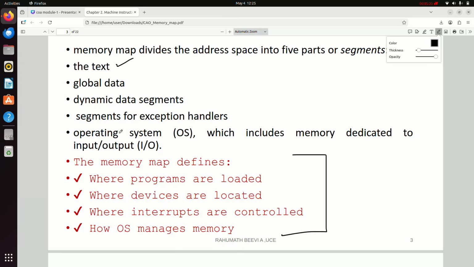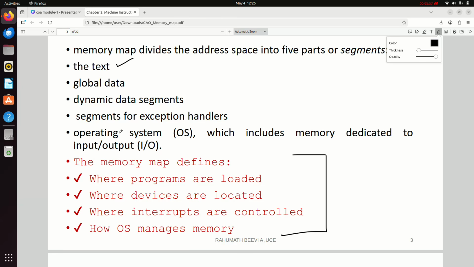So it can have the program instruction part, the stack and heap part, the IO part, the exception handler part, the OS part, and the global data part, right? So we told them mainly five segments are there: the text segment part, the global data part, the dynamic data segment part, and the exception handler, OS or IO part, right?